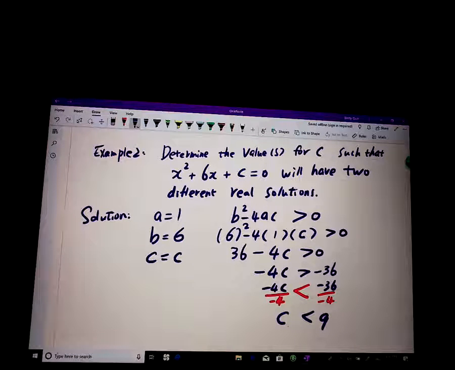We don't really have a single value for C. We only know C is going to be less than 9. Then the equation would have two different real solutions. Is that clear?